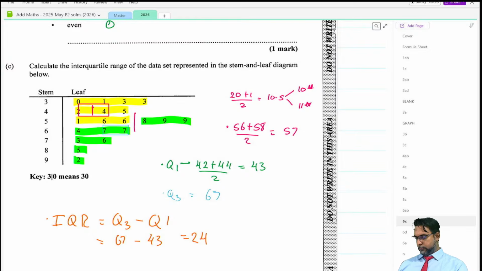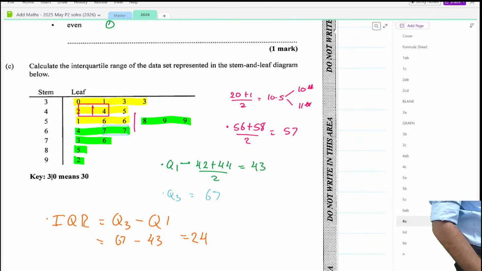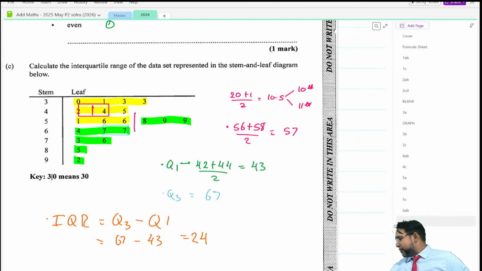Wait, it starts with a 25. 25 as the answer. Because when I do Q1, I get 42.5. Oh, you got 42.5 because you just added and divided 42 and 44. Oh, I just assumed those two. Okay, yeah. Fine.